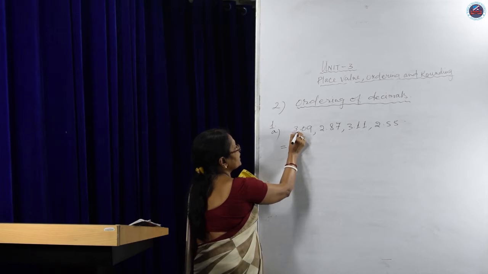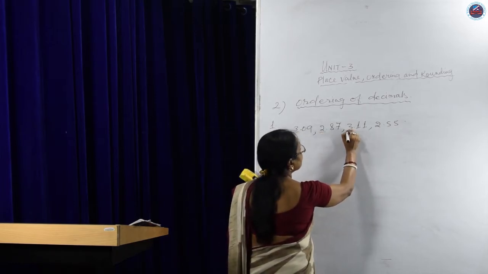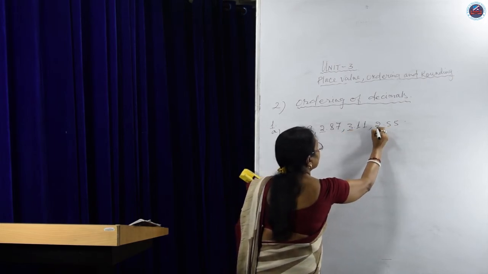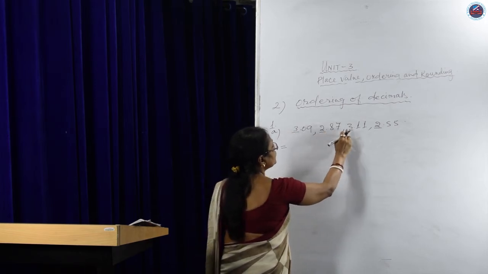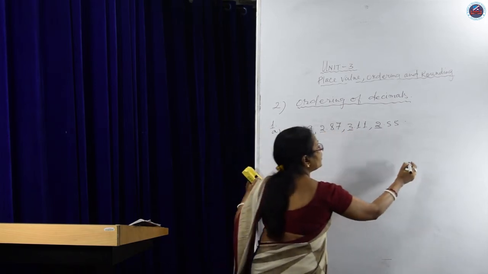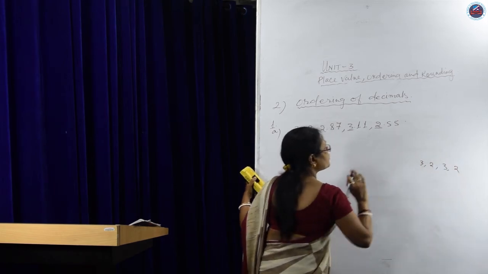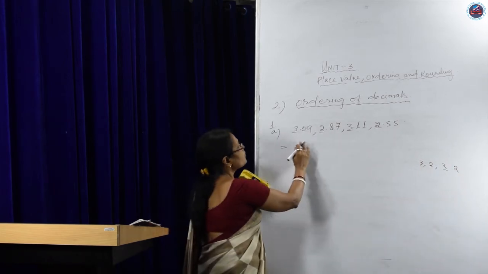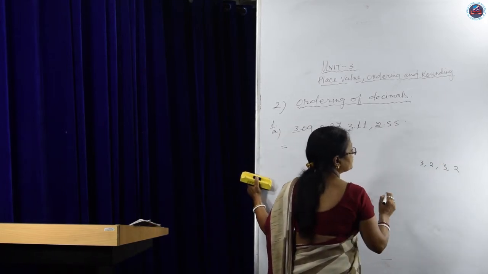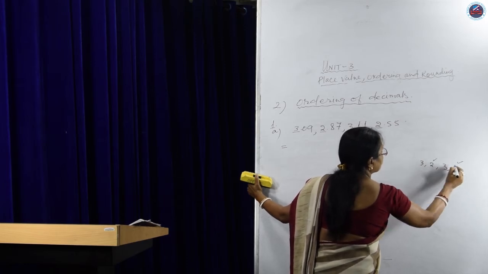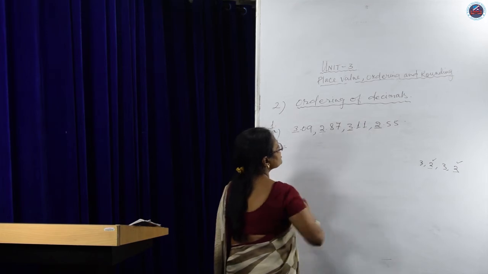Here the whole number is 3, and for the second the whole number is 2, and for the third decimal number the whole number is 3, and for the fourth decimal number the whole number is 2. So the whole numbers are 3, 2, 3, 2, and you have to find out the smallest decimal from these four. To find out the smallest decimal, you know that 2 is smaller than 3. That means from these two decimals, you have to find out the smallest one.